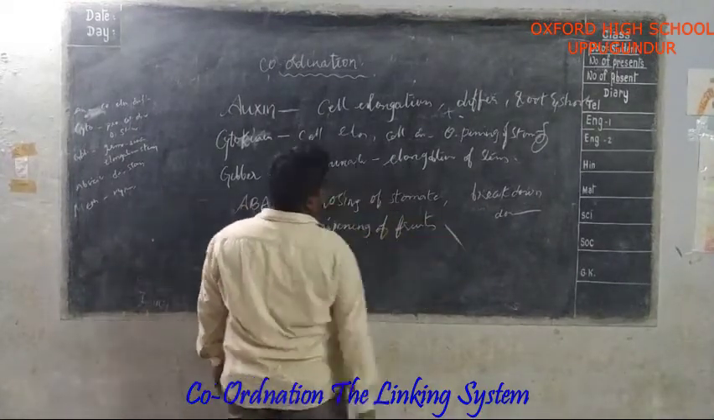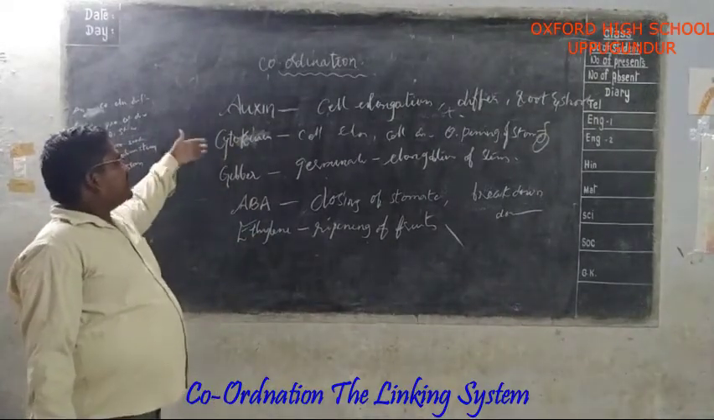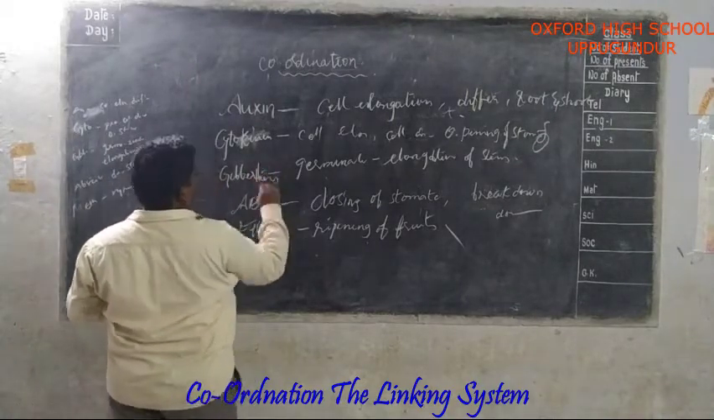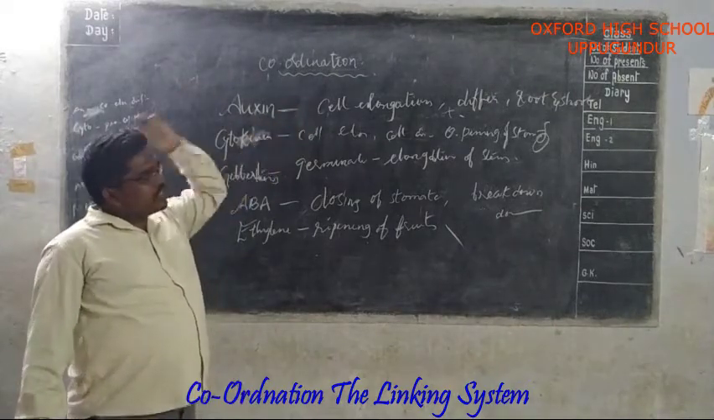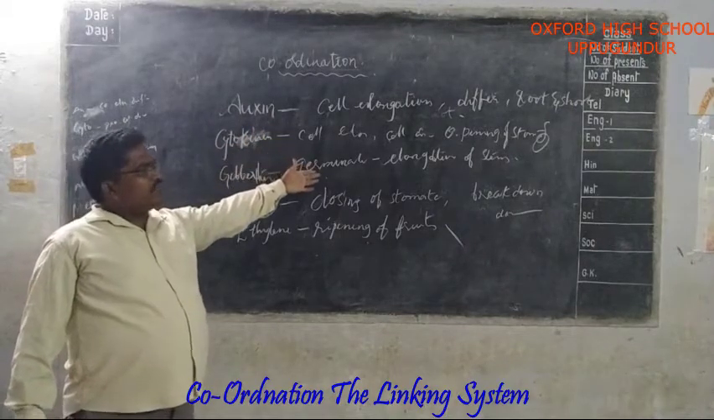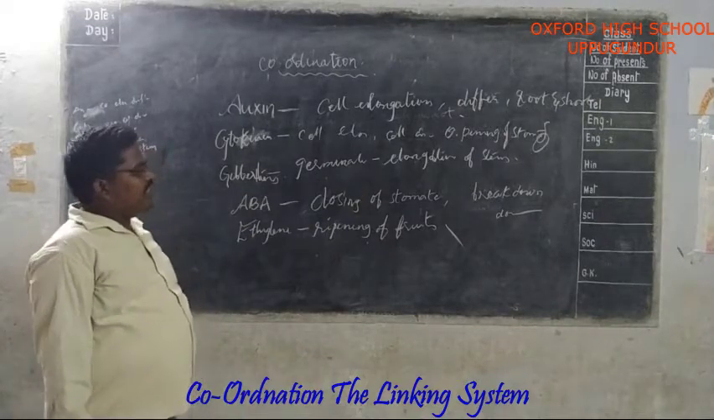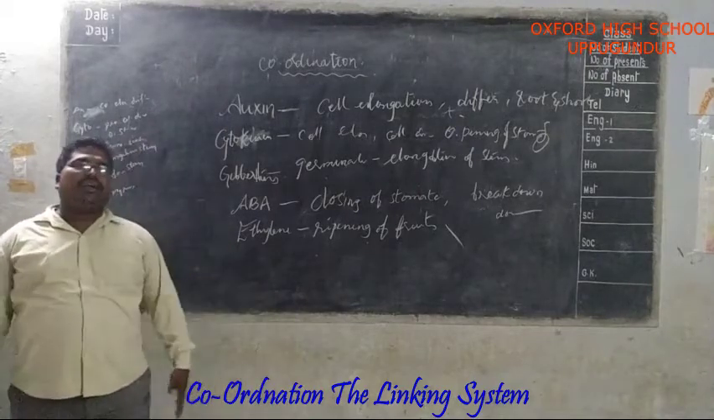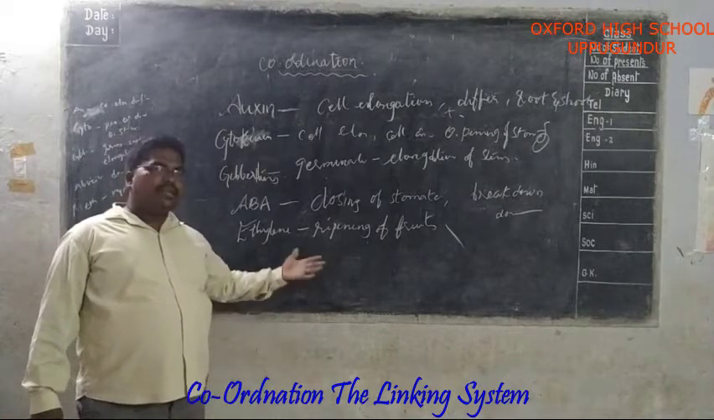So these are the main 5 hormones present in the plant: auxins, cytokinins, gibberellins, abscisic acid, ethylene. Cell elongation, differentiation of root and shoot, cell division, opening of stomata, elongation of stem, closing of stomata, breaking of dormancy in seeds, and ripening of fruits. These are the important 5 hormones present in plants. Dear students, up to now we discussed all this.